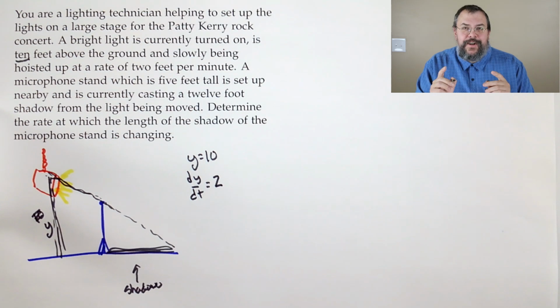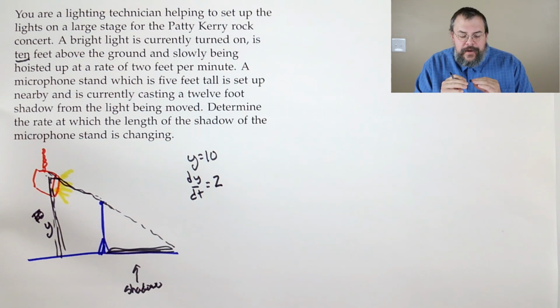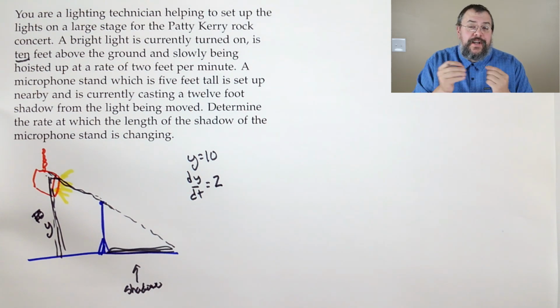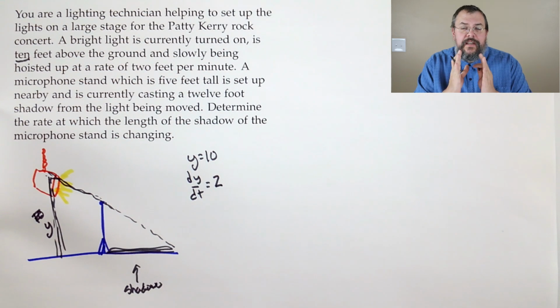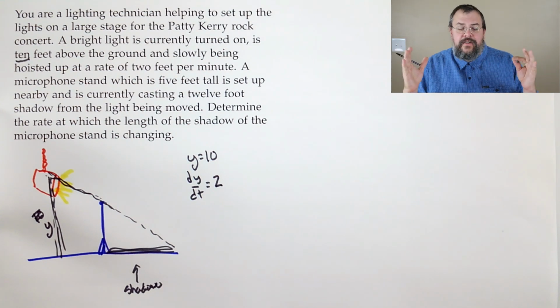Keep attention. You want to make sure you have the right sign, because you might say it's changing at 2 feet per minute, but is it changing in a positive or a negative way? In other words, is the length shortening? That's negative. Is the length increasing? That's positive.